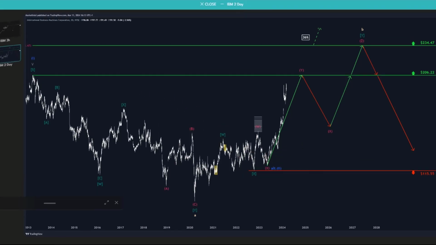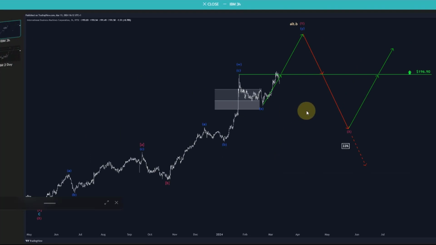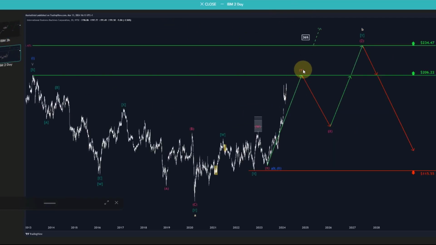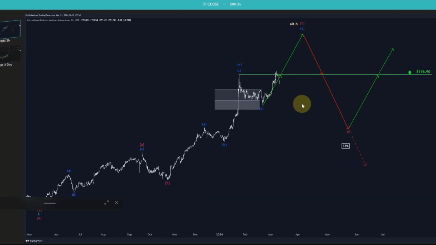Now let's take a look at the shorter time frame, here the 3-hour chart. And here you can see the current complex corrective pattern, which is unfolding, in which the Y wave is likely still unfolding, magenta wave Y. So let's go back to the 2-day chart here, magenta wave Y, that's what we're looking at. And in the preferred scenario, after the Y wave has topped, we should see an X wave down and then a Z wave to the upside.